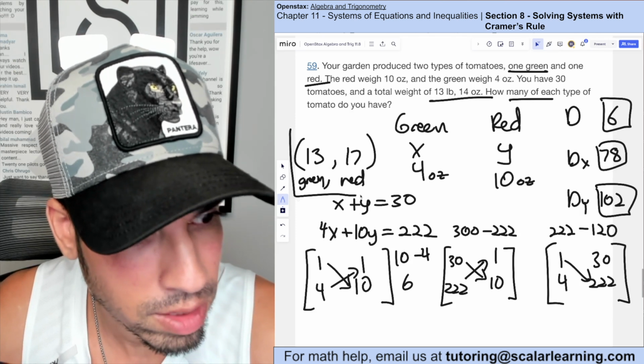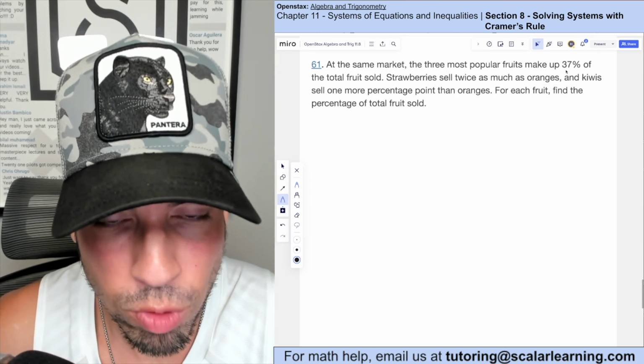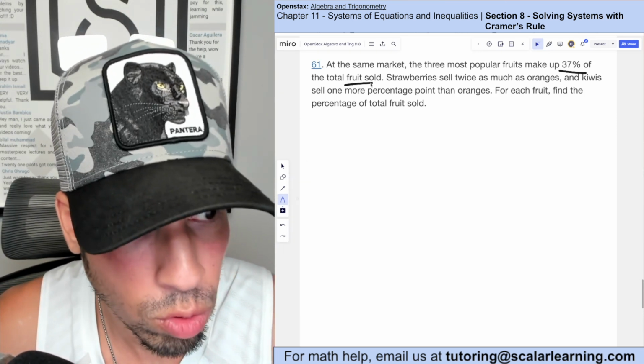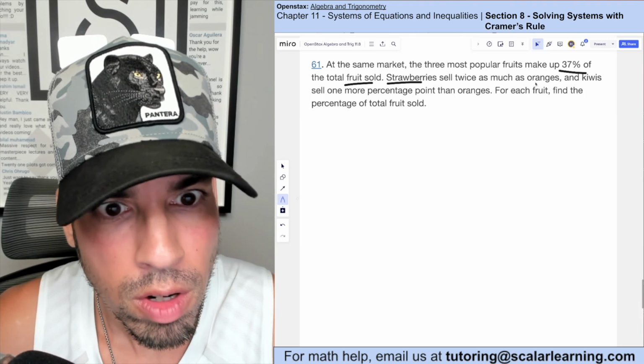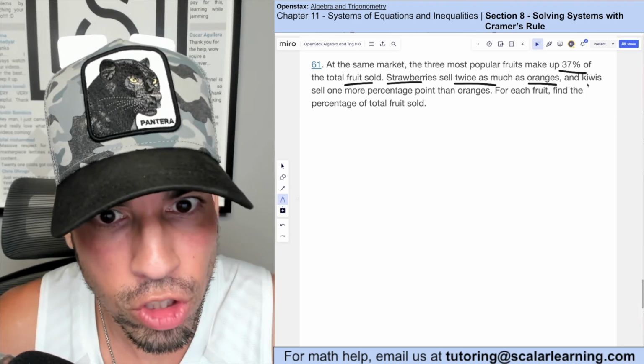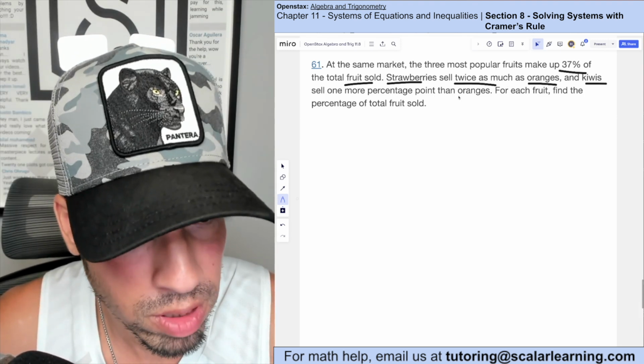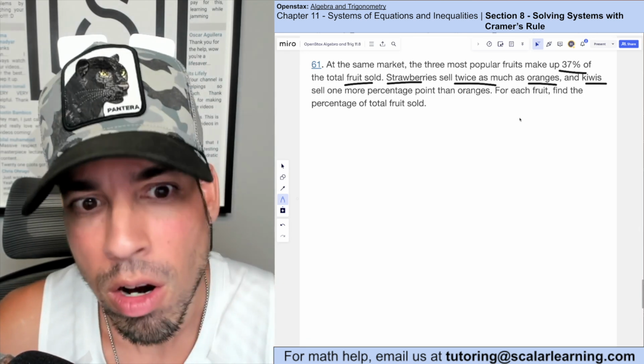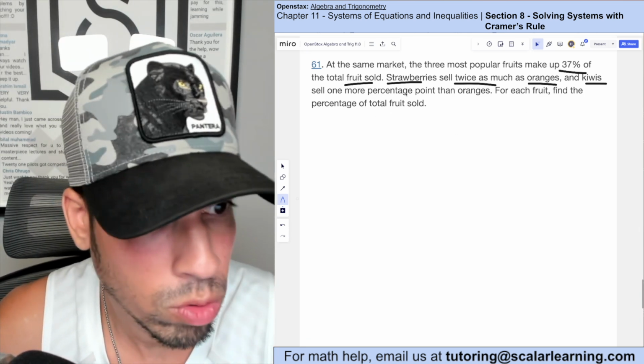So that is how you do it. Done. At the same market, the 3 most popular fruits make up 37% of the total fruits sold. Strawberries sell twice as much as oranges, and kiwis sell 1 more percent point than oranges. All right, for each fruit, find the percentage of total fruits sold.